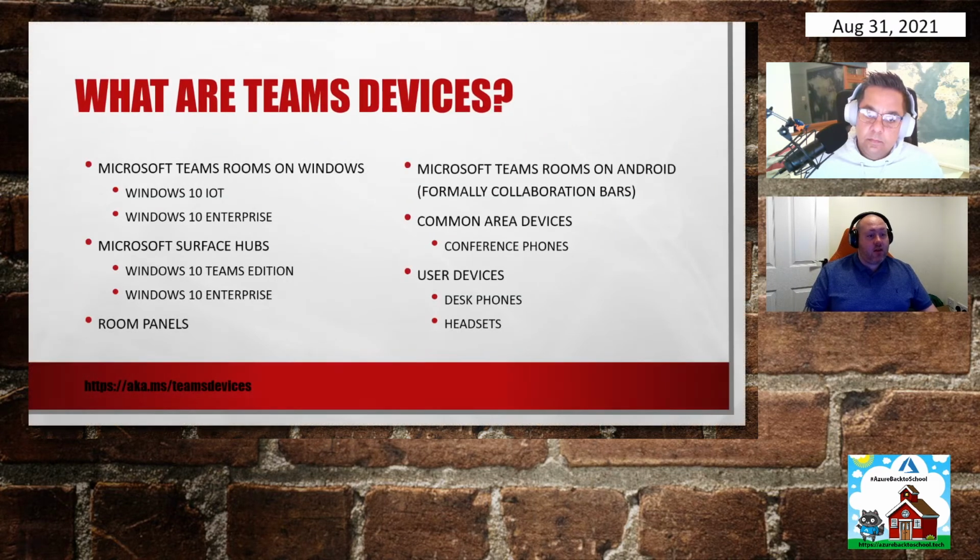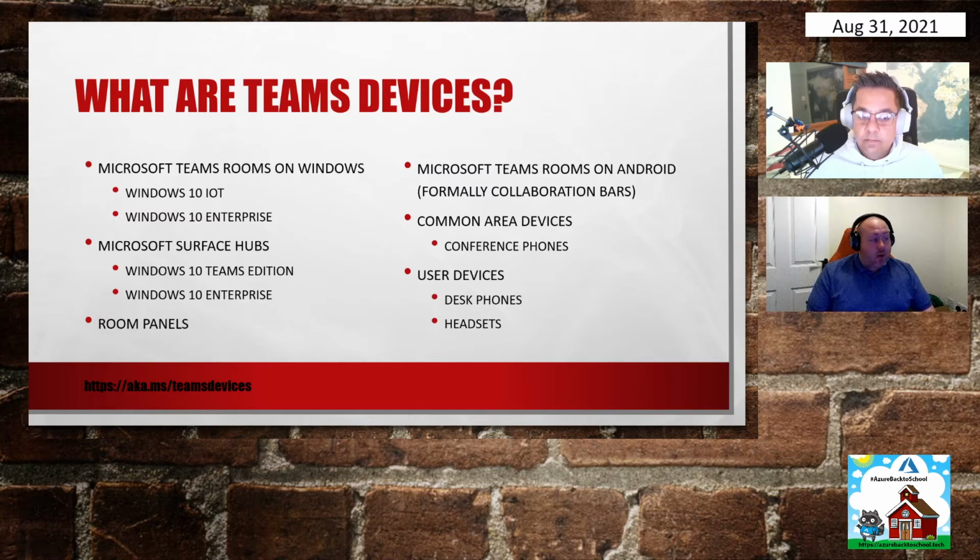And you will see that there are different OSs that are involved. Some are Android, some are Windows-based, some are Windows IoT, some are Windows 10 Enterprise. But there's also in the Surface Hub, they've got their own special edition of the OS that does different things, which means you can only secure it differently.